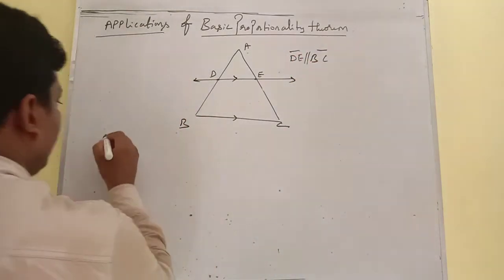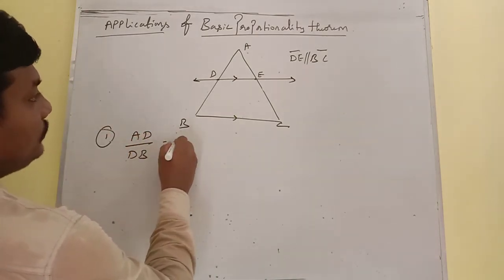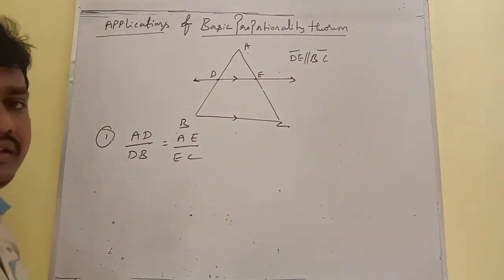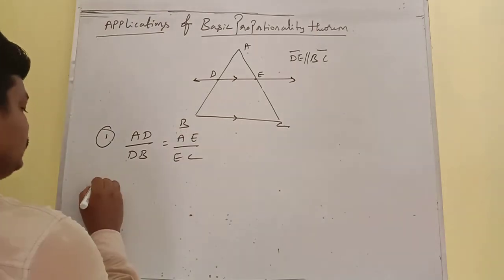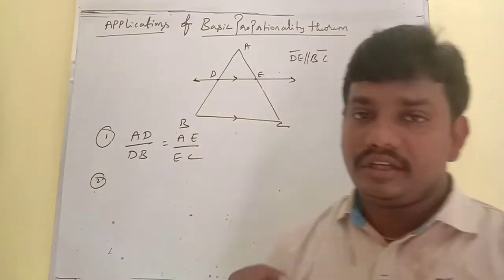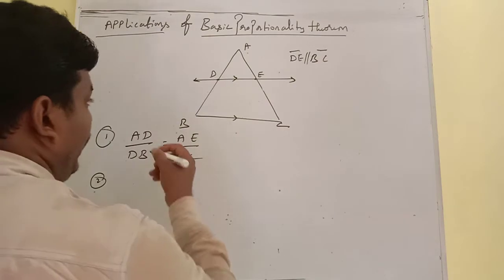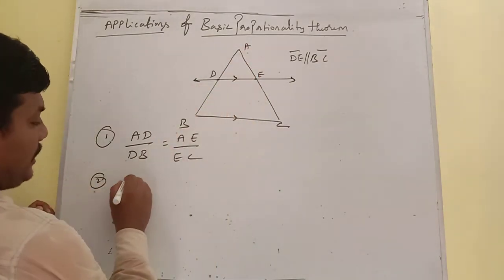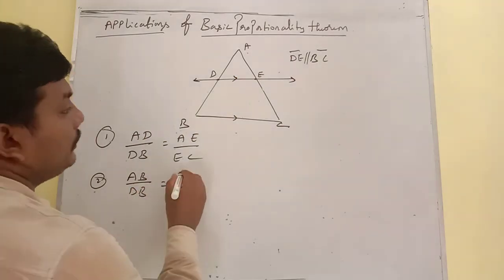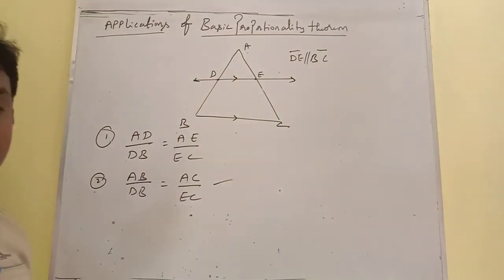When DE is parallel to BC, then what we concluded is that the first statement is AD by DB is equal to AE by EC. Now, its second form is an application of the basic proportionality theorem. If you add one, we can consider AB by DB is equal to AC by EC. This is also the basic proportionality theorem.